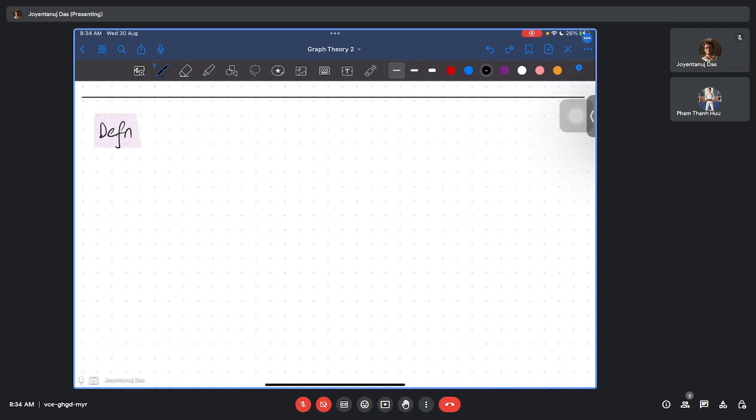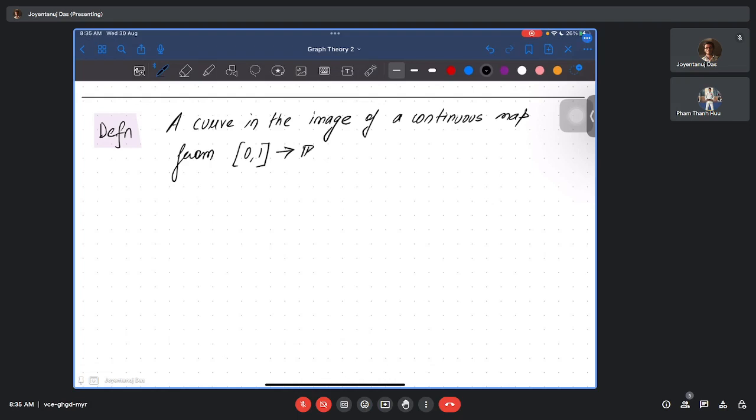A curve in an image. So we are defining what a curve is. A curve is nothing but the image of a continuous map from [0, 1] to R2.